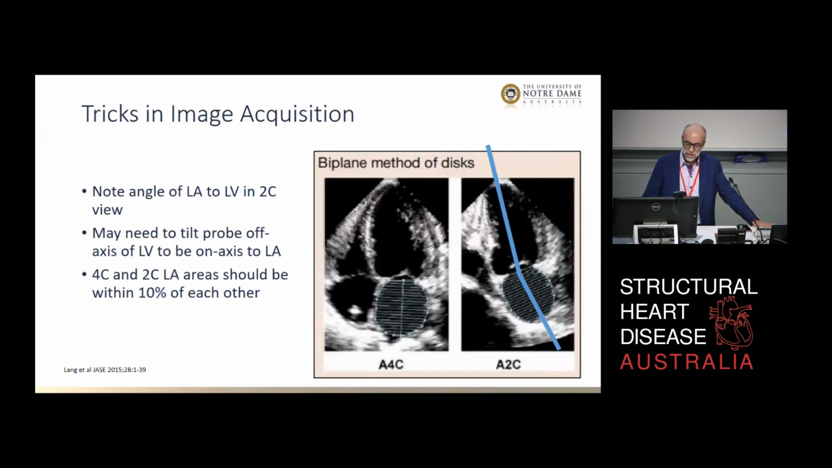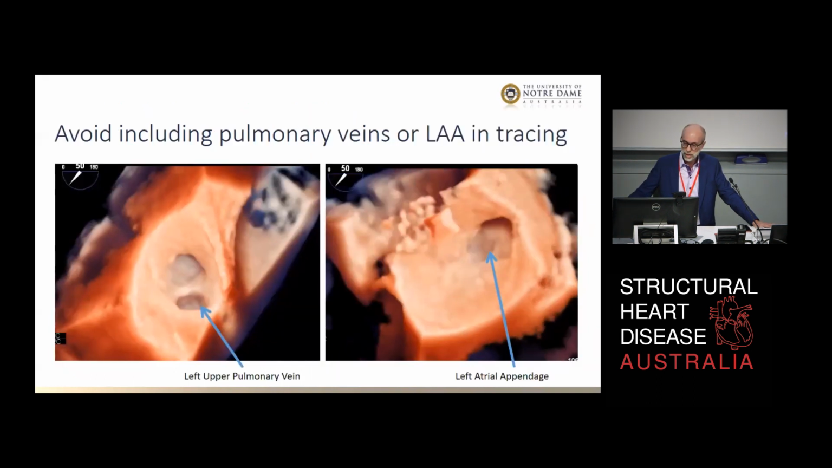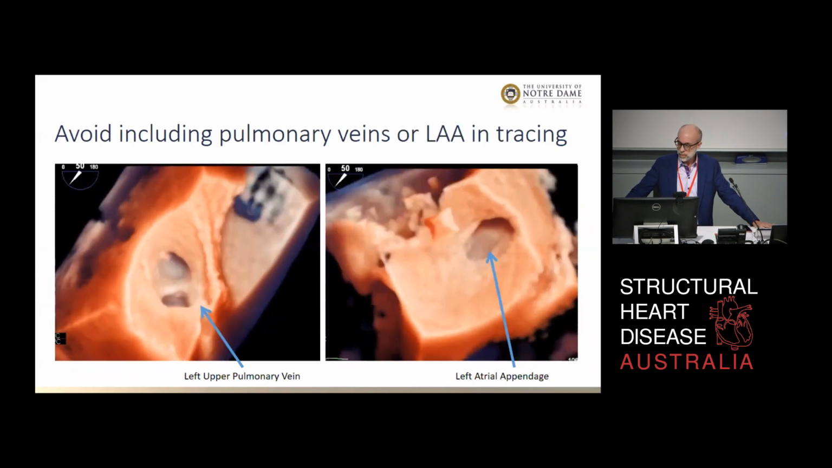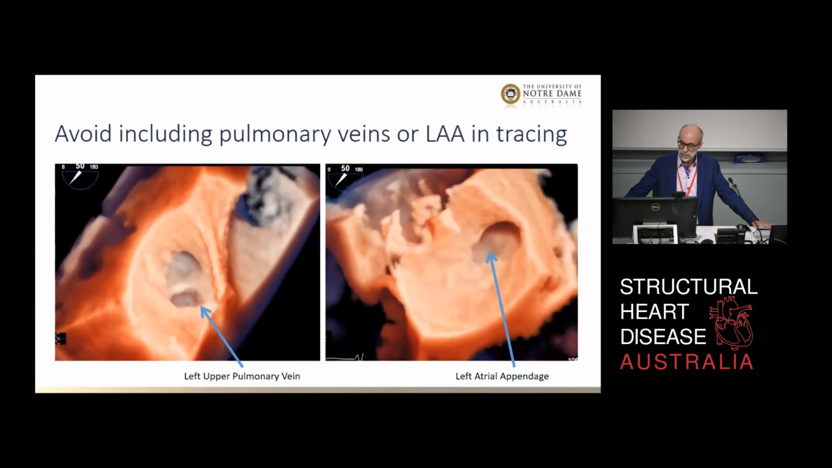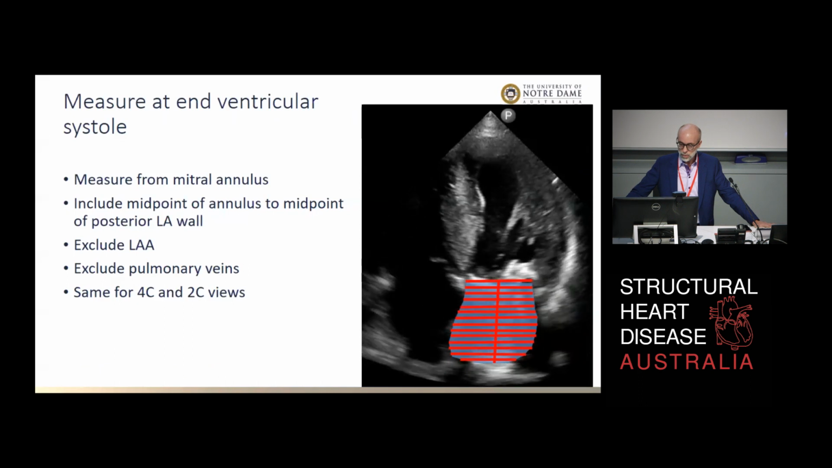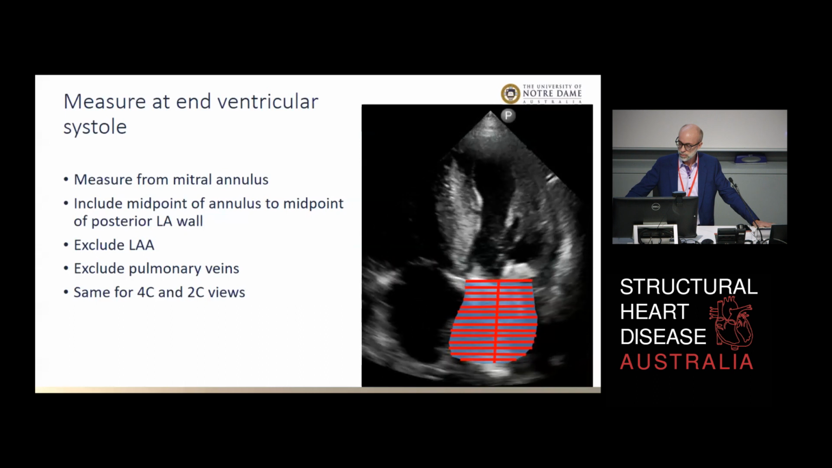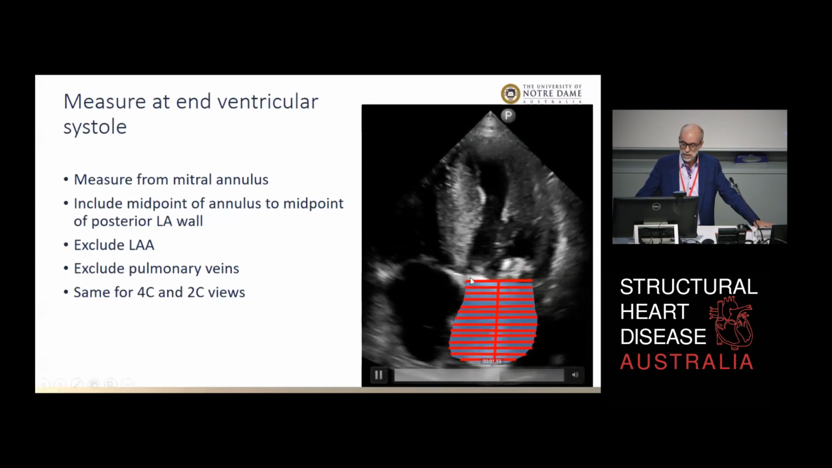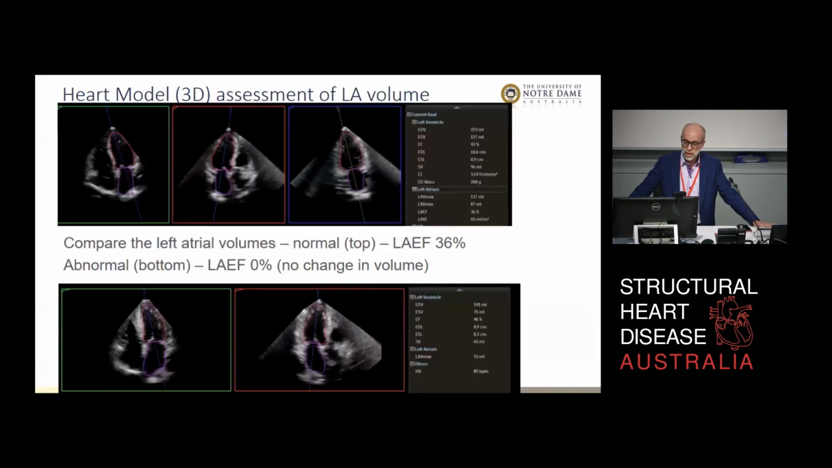One little trick generally is that your 2C, as in the 2-chamber, and the 4-chamber left atrial areas should be pretty close to each other. If they're generally within 10%, you know you're not far off. When you're doing the measurement, try to avoid the pulmonary veins. You don't want to include those in the tracing, and you don't want to include your left atrial appendage either. So you just draw your line that goes over both of those. And also remember to measure at end ventricular systole. So you're measuring from the mitral annulus, and from the midpoint of the annulus around to the midpoint of the posterior wall, which is this red line I've got here, and exclude, as I said before, the left atrial appendage and the pulmonary veins, and do the same thing on both views.